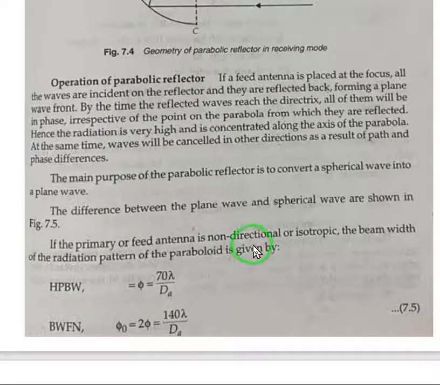As defined, in the operation of parabolic reflectors, the reflector is only concerned about the focus of the signal, in both transmission and reception. The half power beamwidth is given as 70 lambda by d, and the beamwidth between first nulls is 140 lambda by d, that is 205.